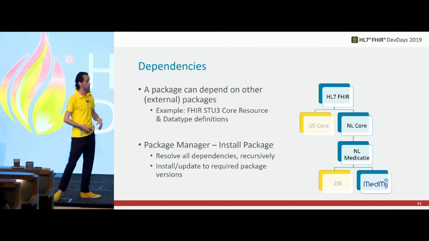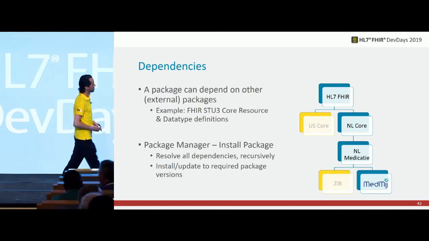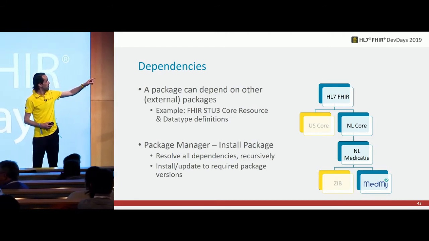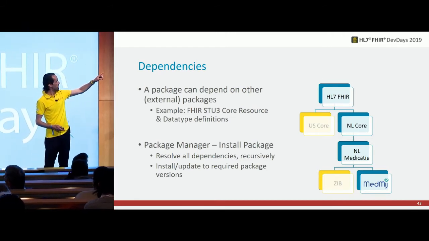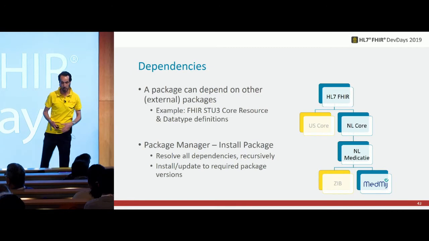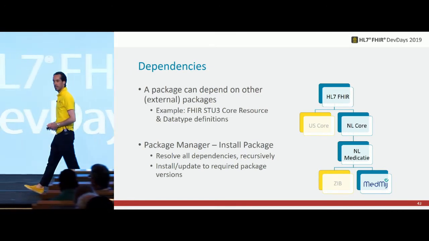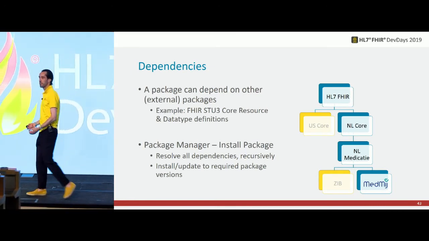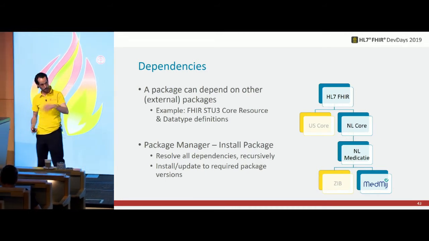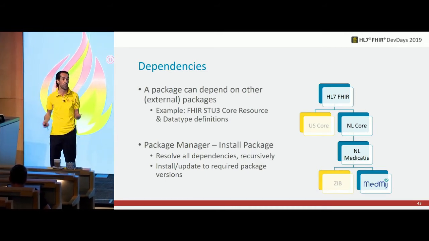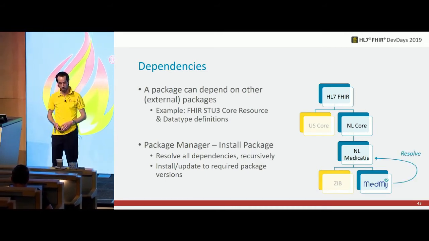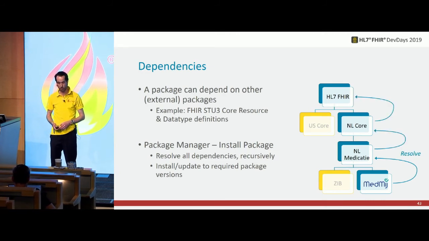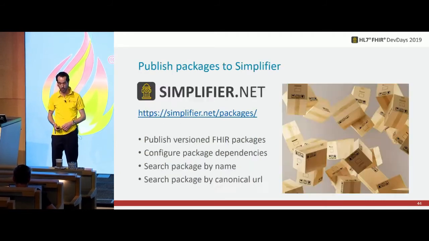So packages can depend on each other, just like these implementation guides. You say within your company, well, I'm based on national profiles, and they're based on the FHIR spec. So these packages can point up. And the package manager is smart. If you get a package, it will resolve the dependency graph and download everything onto your machine. So it's just a single click, and the server gets everything on your machine.